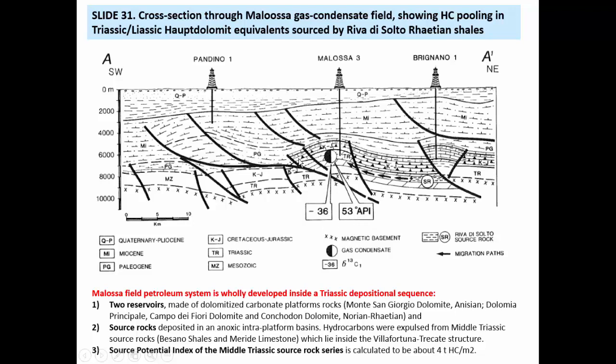Two reservoirs are dolomitized carbonate platform rocks, the Monte San Giorgio dolomite and the Dolomia Principale, and these are mainly Triassic, and all this Norian Rhaetian carbonates. Source rocks are anoxic interplatform basins, lows within the basin inner platforms area, and are middle Triassic source rocks. Very good source rock potential there.